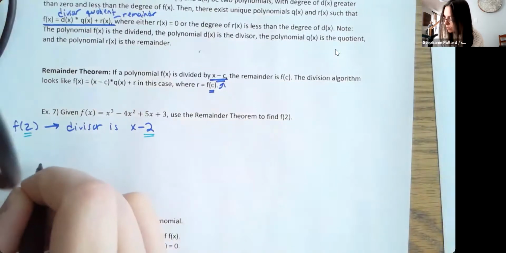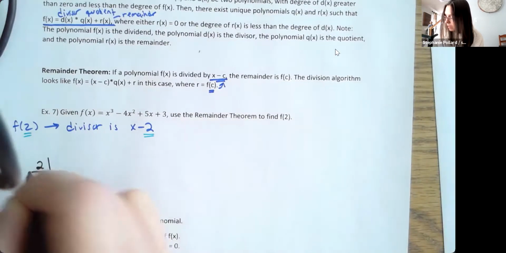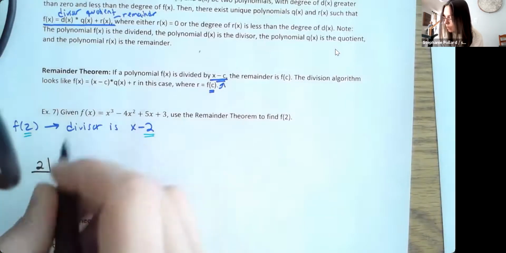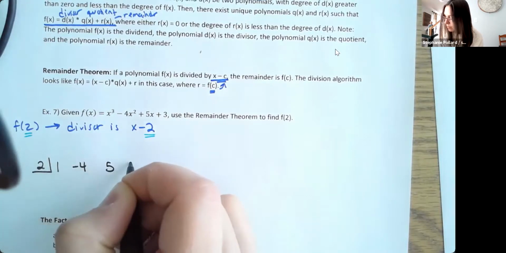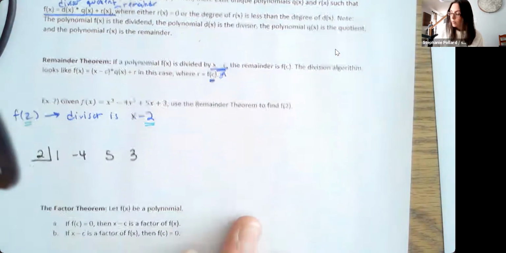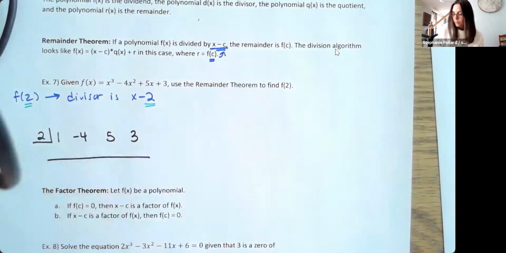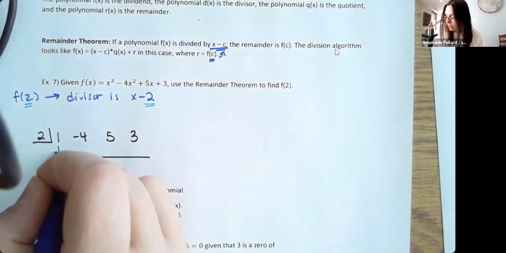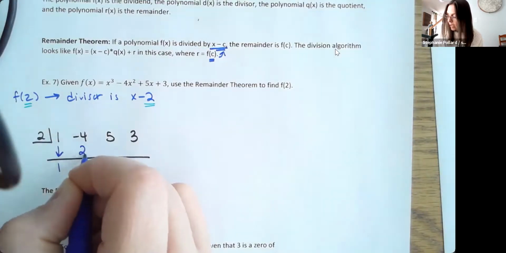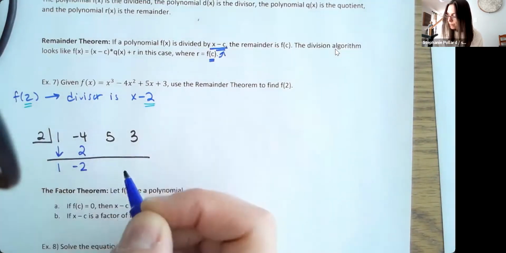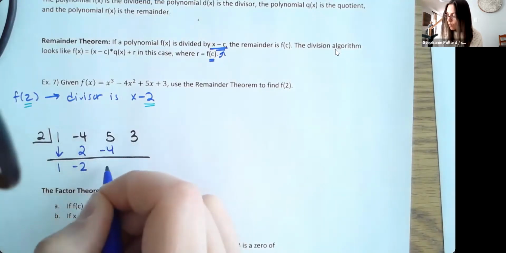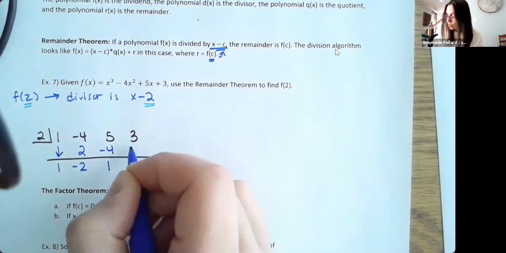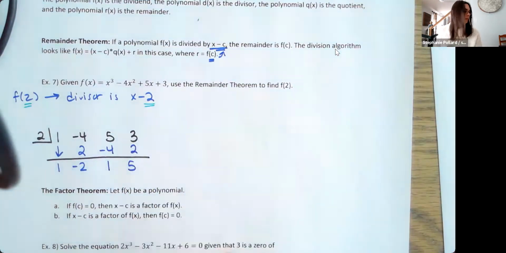All right, so I'm going to use the 2 on the outside. And everything is in order. So I have a 1, a -4, a +5, and a +3. I don't have any missing terms, so I can jump right in. I bring down the 1. 2 times 1 is 2. Add these together, I get -2. 2 times -2 is -4. Add these together, I get 1. And 2 times 1 is 2, which added to 3 is 5.